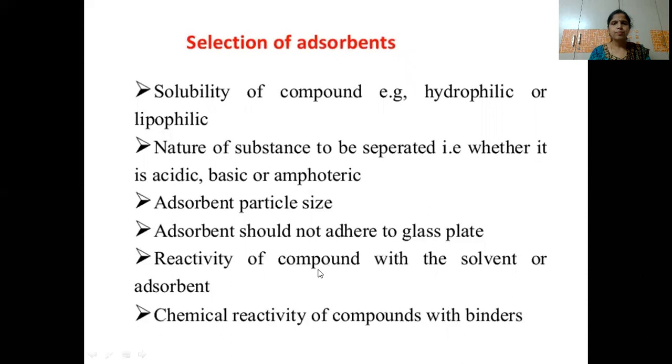Then the reactivity of the compound with the solvent or adsorbent. We have to check whether there is any chemical reaction between the solvent and the adsorbent. The solvent and the adsorbent should not chemically react. We have to take care of that while selecting the adsorbent as well as the mobile phase or solvent. Then the chemical reactivity of compounds with binders. Binders should not chemically react with the solvent or the adsorbents. So these are the points we have to remember while selecting the adsorbents.